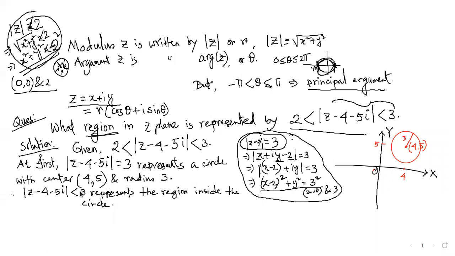So what is this circle? This indicates the inside region. Okay, and this is the equation of this. So we have another equation here again. Again, you can write z minus 4 minus 5i equal to 2.